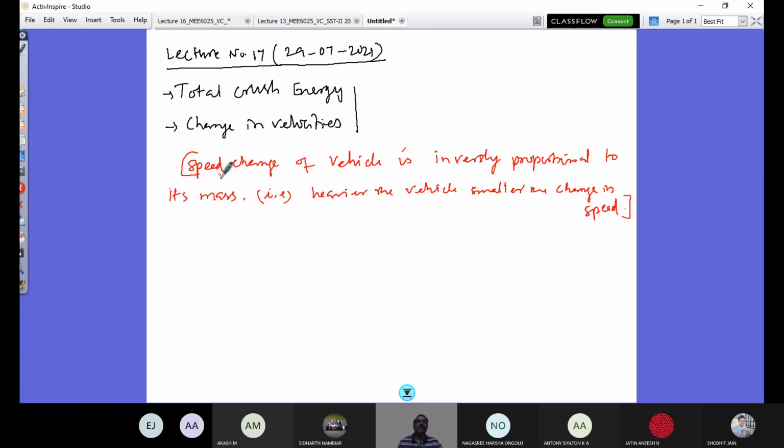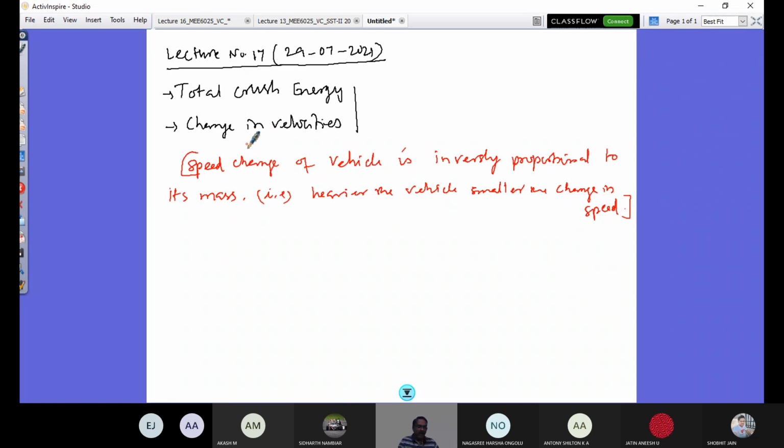So for that, let us understand total crush energy and whatever we have so far been discussing. All are essentially to be in our mind when we go and prove this statement. Speed change of vehicle is inversely proportional to its mass. Similarly, you also have another statement when you look at an individual crush energy of the vehicle under collision. That statement is: the amount of crush energy is inverse to the spring constant of the structure involved in the crash event. So let's look at them now in this one period.